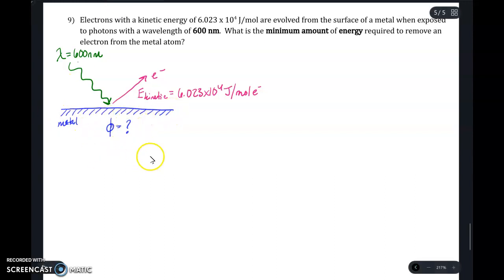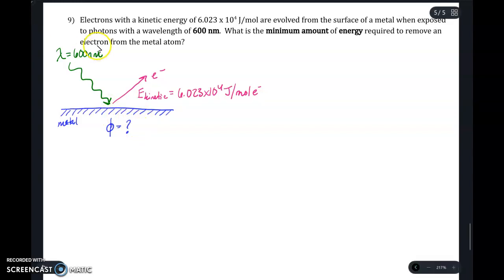So part of this word problem is kind of testing your vocab a little bit, like testing your understanding of the concepts. Do you know what it means by this statement, right? That statement basically just means, what's the binding energy? What's the work function of this metal? How much energy do we need to remove an electron from the metal atom? And really, what's the minimum amount of energy that we need?